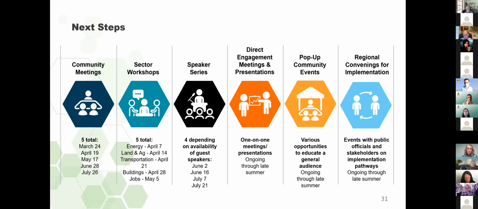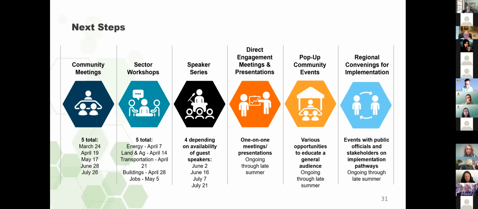Looking ahead a little more into late summer, we're looking at what we're calling direct engagement meetings and presentations. That'll be more one-on-one, group-to-group level, including with local jurisdictions, starting to engage more closely about what implementation steps may look like and what may be pursued within each jurisdiction, if not more collaboratively. Then pop-up community events, trying to reach more of our fellow residents across the county where they are, at a farmer's market, at the grocery store, whatever that may be, to connect and make sure they're aware of this effort.